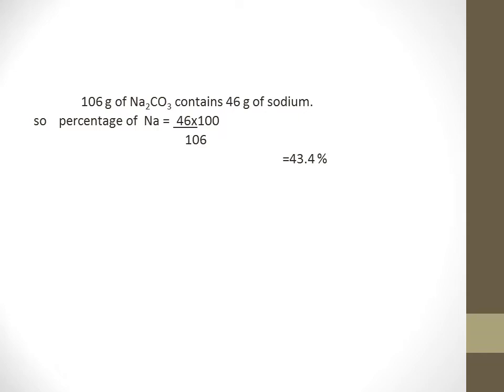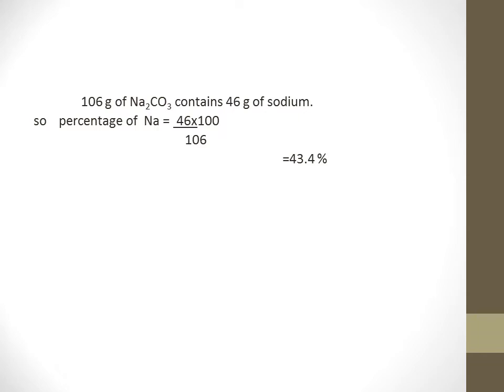We can say that 106 grams of Na2CO3 contains 46 grams of sodium. Atomic mass of sodium is 23, isn't it? Here we have 2 sodium atoms, therefore 2 into 23, that's equal to 46 grams of sodium. So 106 grams of sodium carbonate contains 46 grams of sodium.